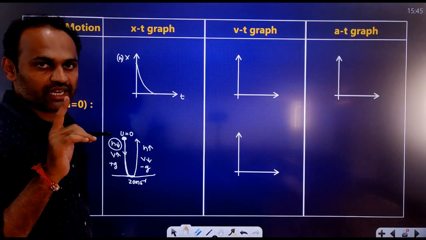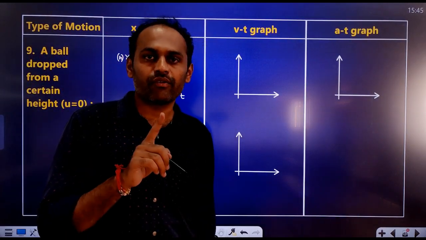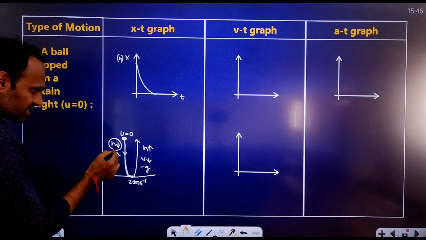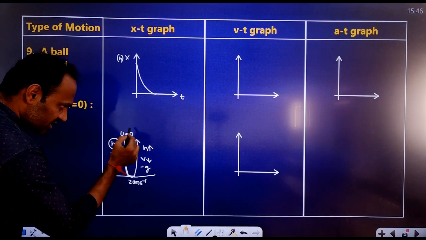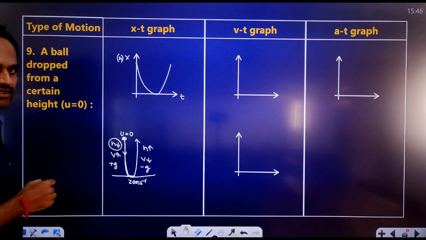For accelerated motion, the xt graph is always a curve. The xt graph is a straight line only for uniform motion. Okay, so first height is decreasing, and then after reversing the direction, height is increasing, right? So the graph will be like this.